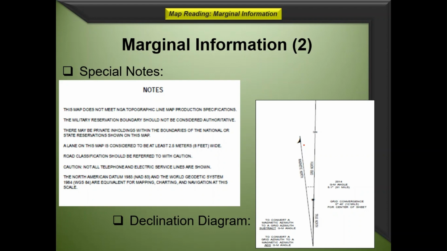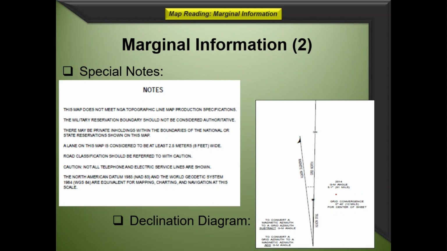Also, the declination diagram will depict whether you need to add or subtract based off of the difference. In this example, we have our magnetic north here, our grid north here, and then it says GM angle 5.1. What that means is that to go from grid north to magnetic, you need to subtract the 5.1. So that's where you get that.